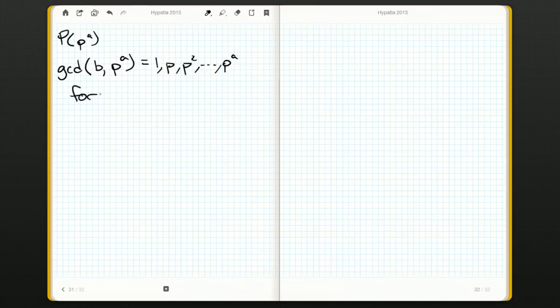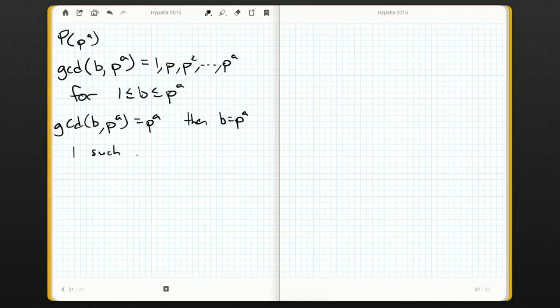We're going to have 1 less than or equal to b, less than or equal to p to the a. Now, if the GCD of b and p to the a is equal to p to the a, then we know that b is going to have to be equal to p to the a. Now, this is the exact same sort of work we did in the A part, and a little bit in the B part of this question. So there's one such value of b.